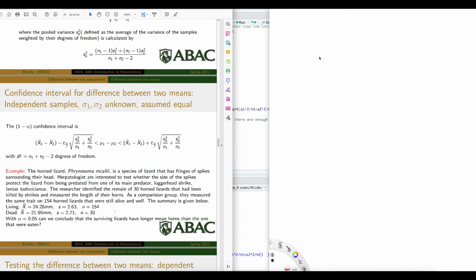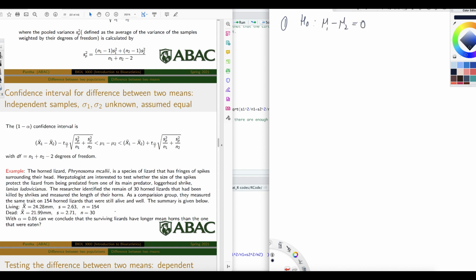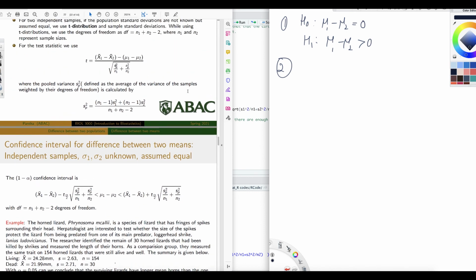Okay, guys. So how do I do this? Again, the same thing. You set up H0 and H1. H0 is mu1 minus mu2 equals 0, meaning that the living and the dead have the same average horn size. And H1: can we conclude that the surviving lizards have longer mean horns? So what we do is mu1 minus mu2 is greater than 0. That's what we do for the alternative hypothesis.